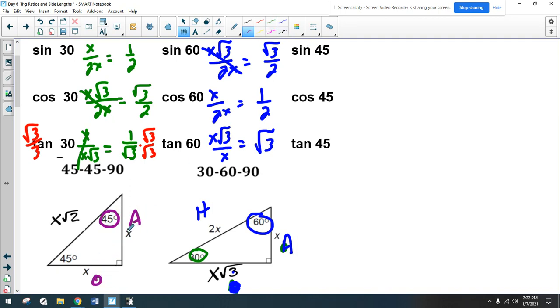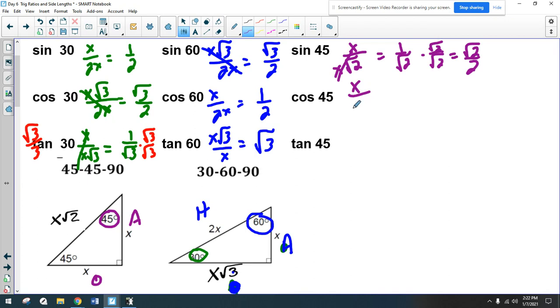Okay, so if I do sine, sine is supposed to be opposite over hypotenuse. So I've got x over x square root of 2. And then the x's go away. And you have to rationalize. So I multiply by the square root of 2, that's going to be 2 on the bottom, square root of 2 on top. Cosine of 45, adjacent over hypotenuse, it's the exact same thing.